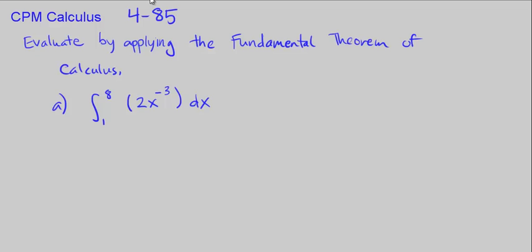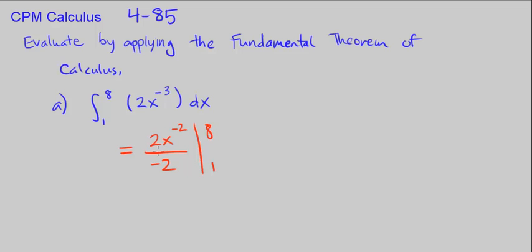This is CPM Calculus Chapter 4, number 85. So we want to evaluate all of these by applying the Fundamental Theorem of Calculus. These are definite integrals, and the Fundamental Theorem of Calculus basically says we take the antiderivative, which means add 1 to the power. Add 1 makes it -2, divide by that power, and then have the boundaries 1 to 8 here.